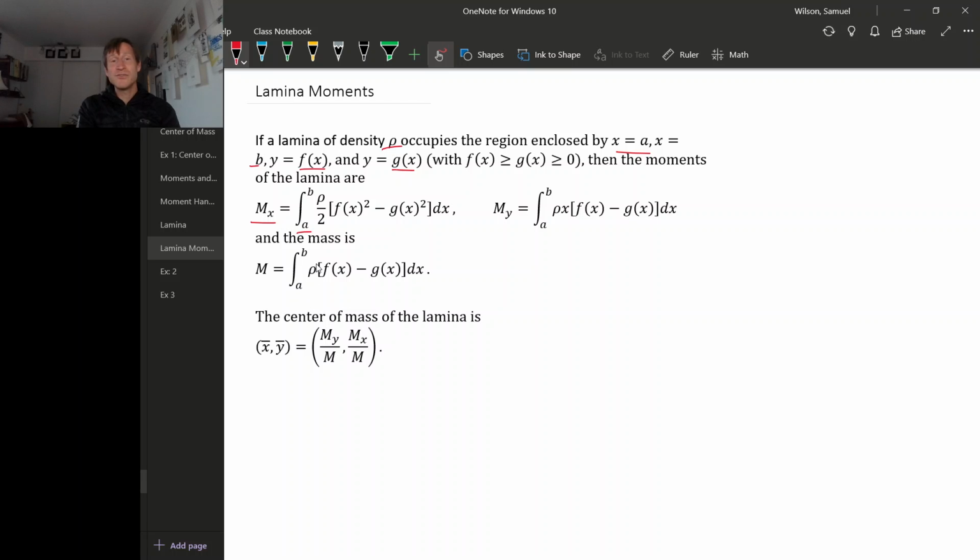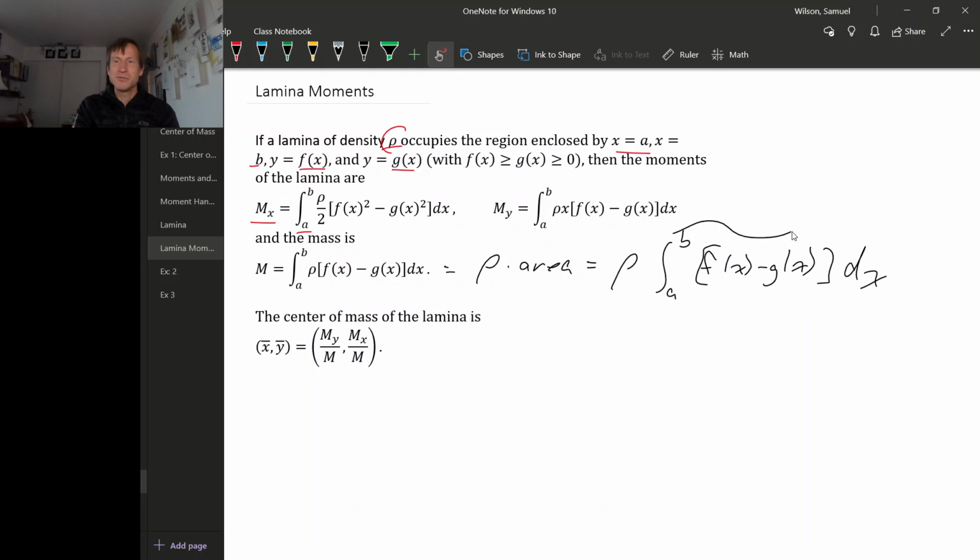Of course, if you have a lamina of laminar density rho, the mass of the lamina is just the density times the area, but the area of that lamina is the integral from a to b of f of x minus g of x dx. So this integral is just the area of our lamina. And if you want to, you can move the rho inside. So that's where I'm getting this expression from.